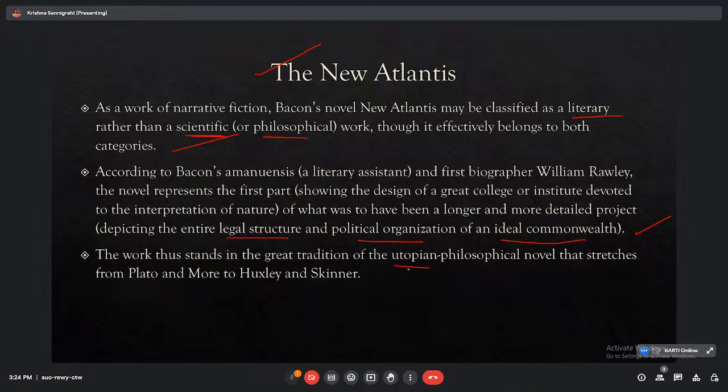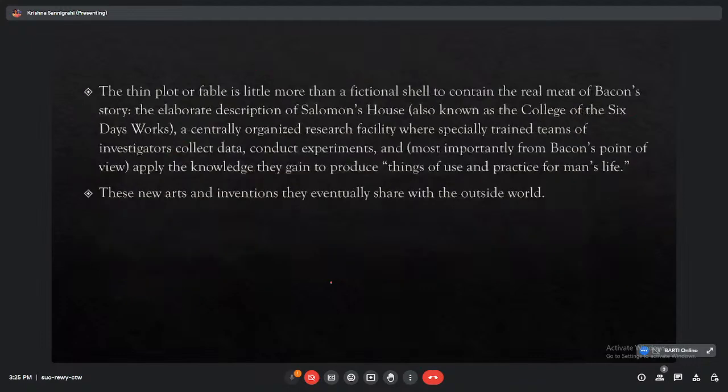Utopian, the name suggests, a place which is possible in imagination, something not in reality. So what kind of novel? A utopian philosophical novel that stretches from Plato and More to Huxley and Skinner. So the work is an example of the great tradition of what? Of the utopian philosophical novel, and the time span stretches from Plato and More to Huxley and Skinner.